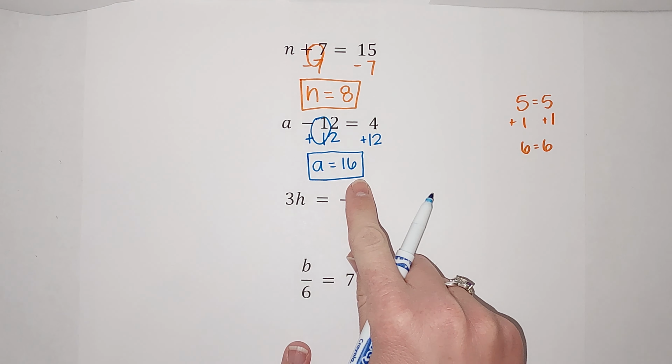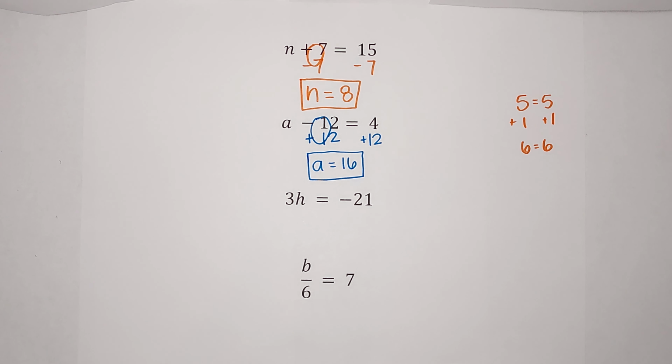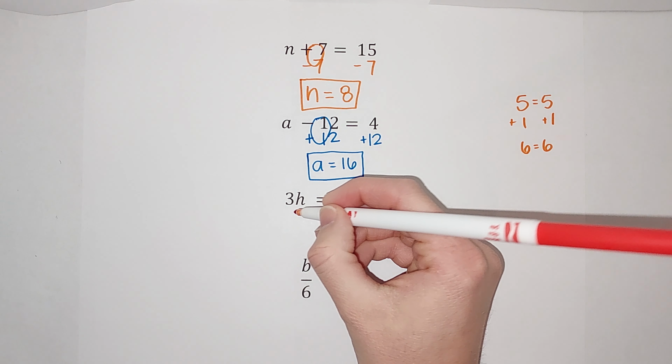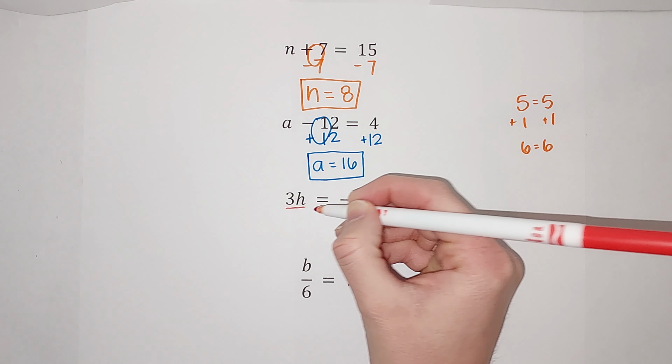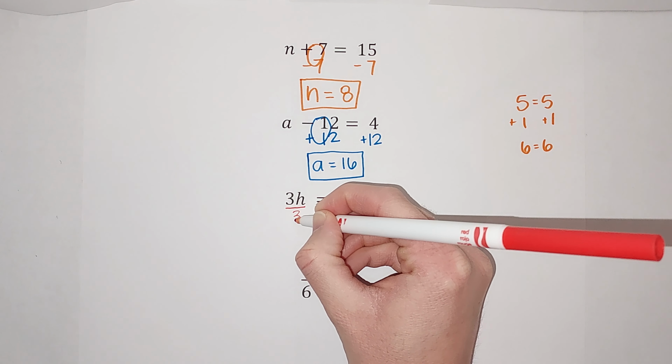You can always plug it back in. Is 16 minus 12 equal to 4? Yes, it is. Okay, next we have 3h equals negative 21. Okay, so that 3h means 3 times h. Okay, so how do I undo multiplication? Well, I do division. Okay, so I'm going to divide this side by 3.